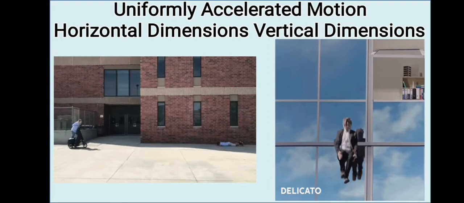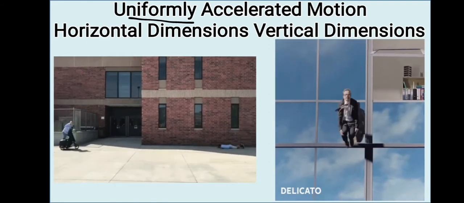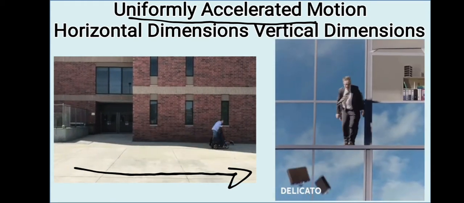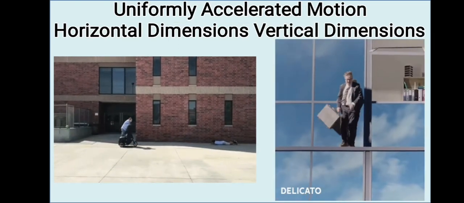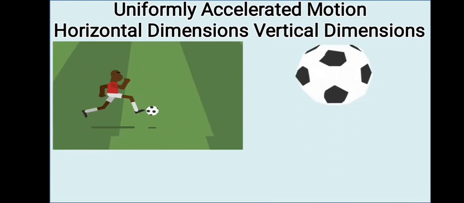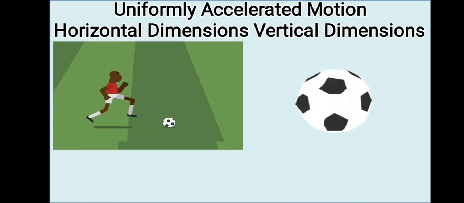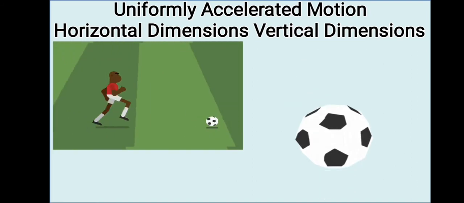And then we have other examples of horizontal and vertical dimensions of UAM. We have here a girl riding a bicycle, and then this man is jumping from the building, right? Next, we have another example. This one is the horizontal dimension and this is the vertical dimension.